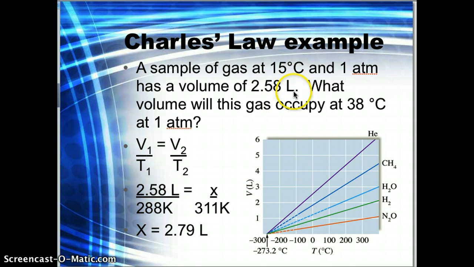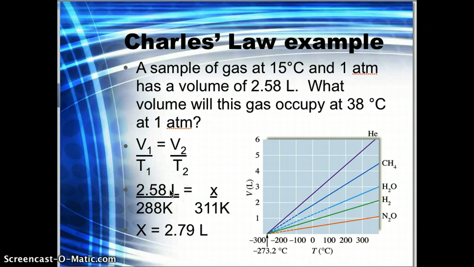And then our second part now, what it's going to occupy, our unknown is V2. And then we've got the 38 degrees C converted to Kelvin, 311. So there are lots of ways I can solve for this. I can just divide by 311 on both sides.